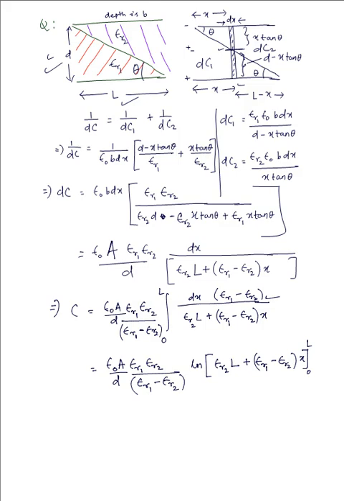So what we get is again epsilon naught times a over d, er1 er2 over er1 minus er2. Then in the logarithm we have er2 L plus, the 0 is obviously going to give me 0, so I'm just going to put the L for x. So we have er1 times L minus er2 times L. Now er2 times L in the plus and minus are going to cancel out, so we are left with ln er1 times L.